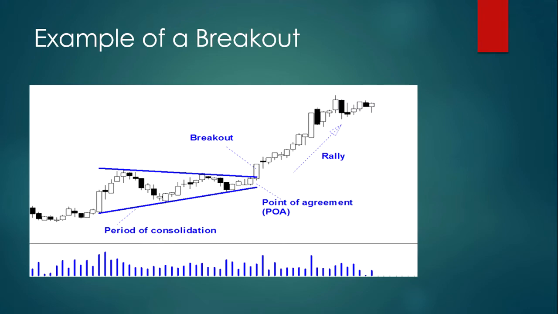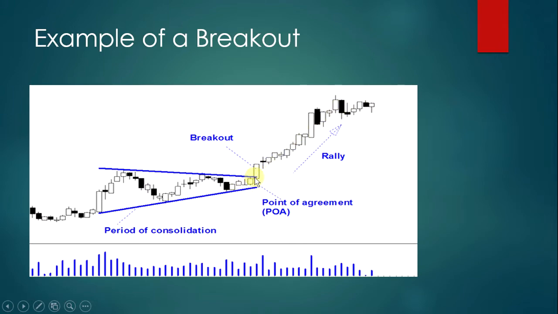Okay, the market is in equilibrium. Nobody's in control. They're in agreement. So something is going to happen, and it does. We get a breakout. The bulls win. Candle body closes above the resistance level, and we rally. So you would have gone long here.